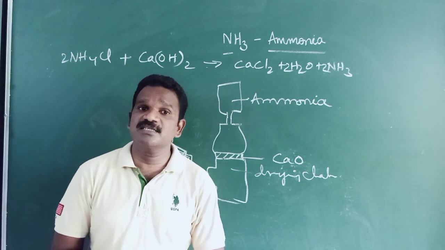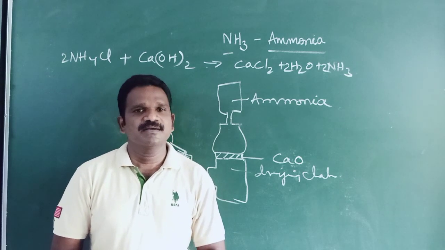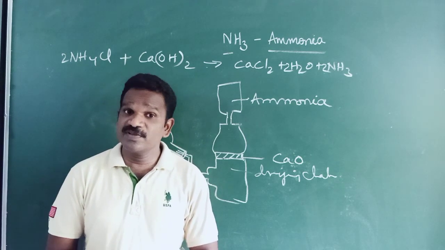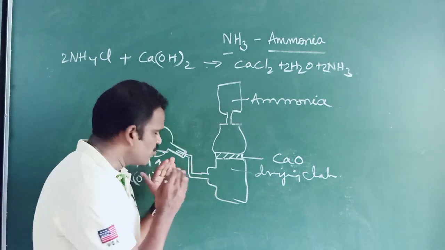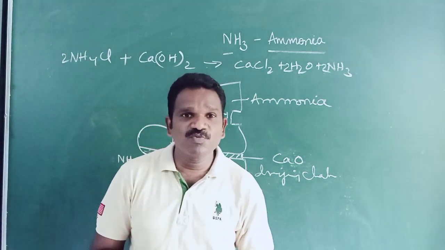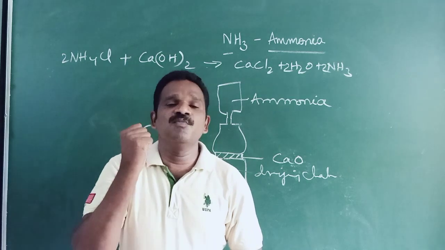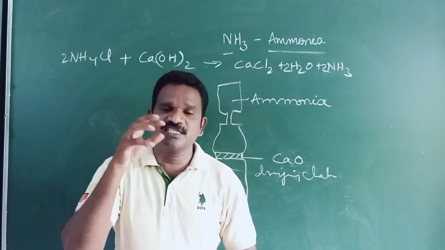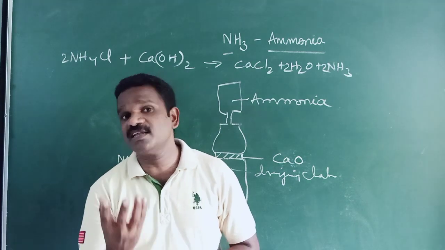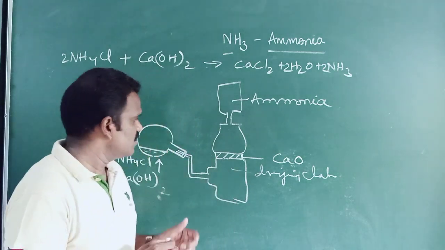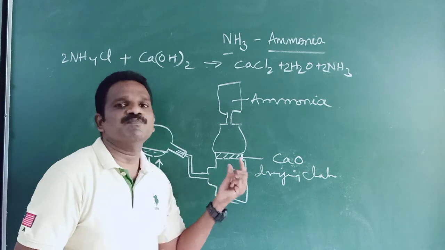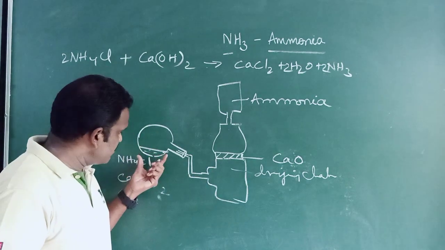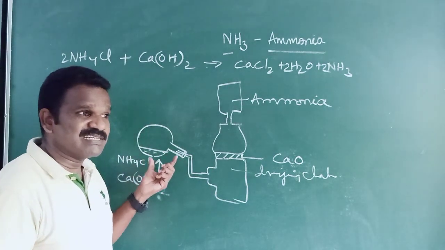What are the reactants? Ammonium chloride and calcium hydroxide. We take a round bottom flask and grind ammonium chloride and calcium hydroxide. The finely ground powder is kept in that round bottom flask and we heat it. When we heat it, ammonia is produced.